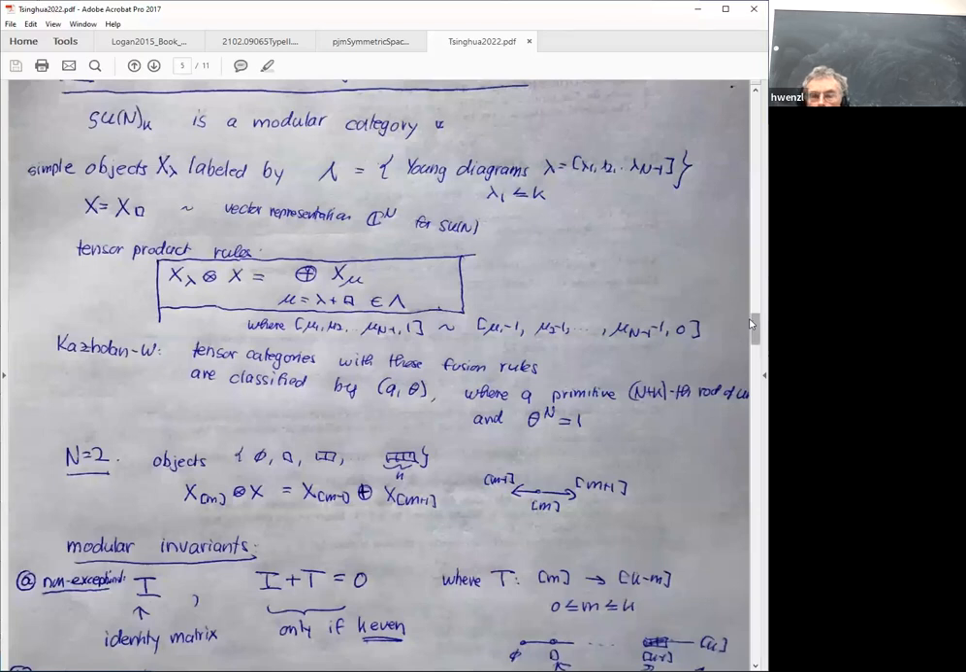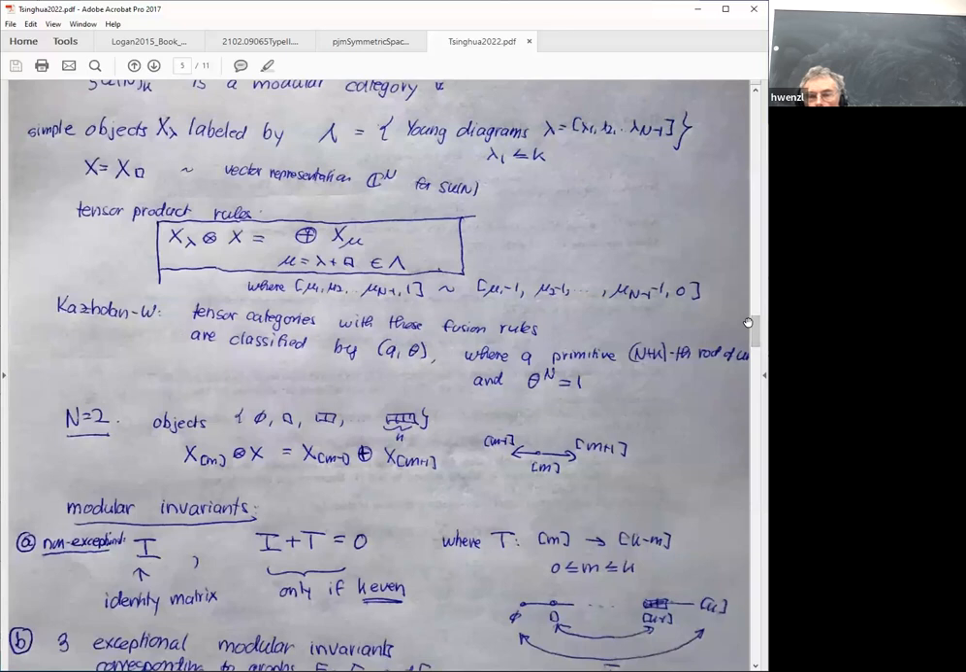So then it was shown in an old paper that essentially one can classify all these tensor categories with these fusion rules. They're classified by Q, which is a primitive (n+k)th root of unity, and theta, which is an nth root of unity. Basically, the theta corresponds to a twist of the associator via a 3-cocycle of Z mod n, but this will not be important here.